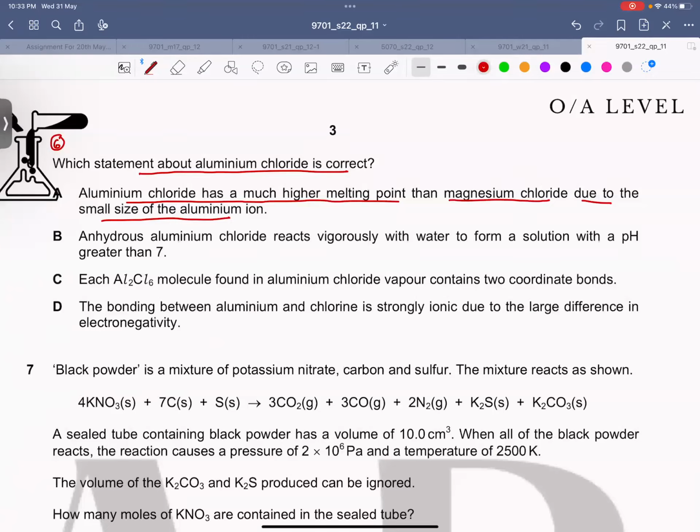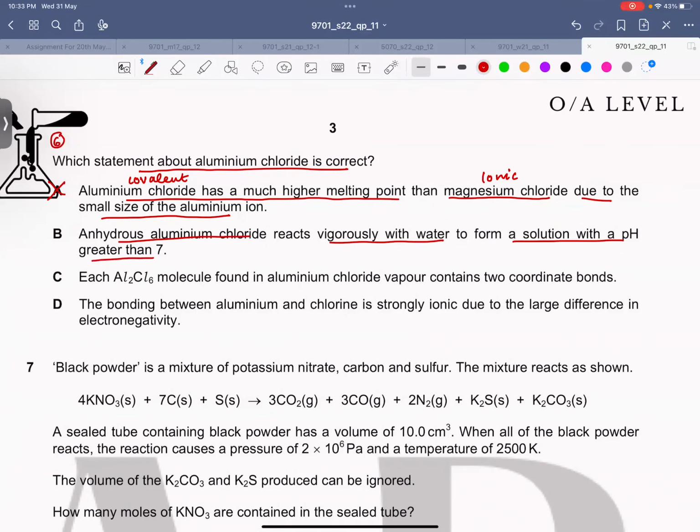Now, B part. Anhydrous aluminum chloride reacts vigorously with water to form a solution with a pH greater than 7. Now, if you recall that the pH gets lower than 7. So B is the wrong answer.